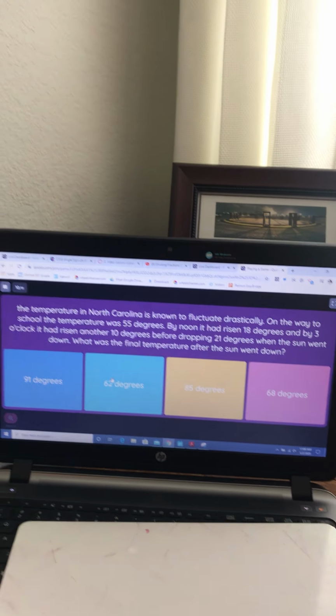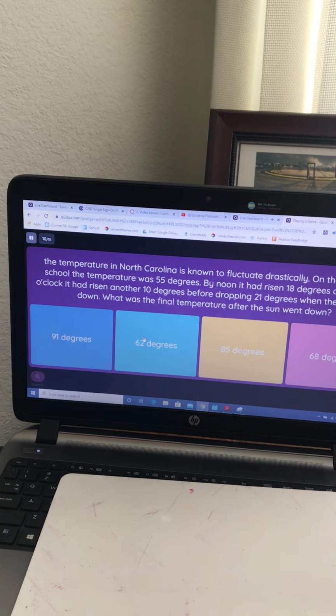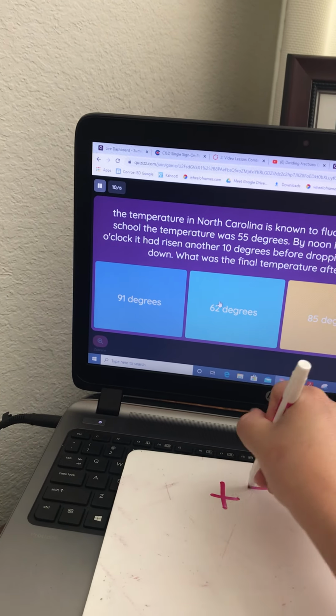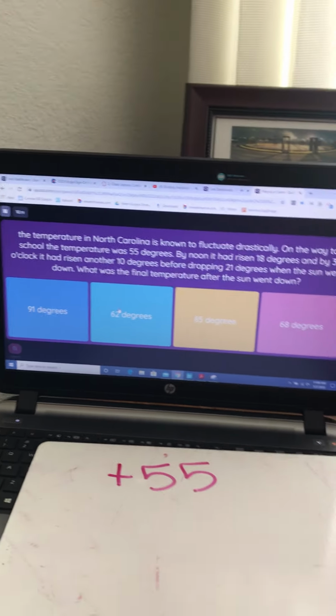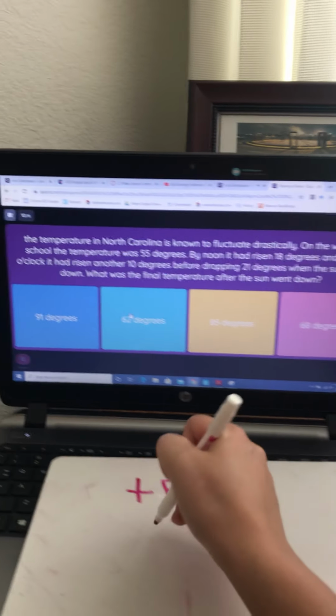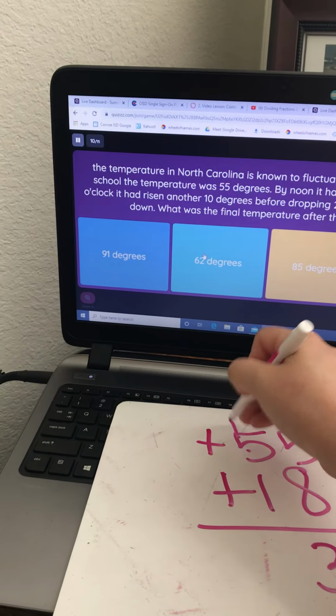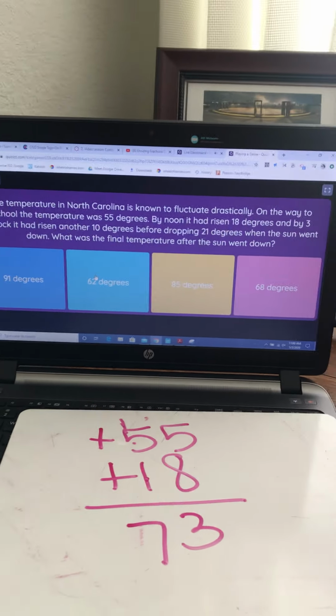The temperature in North Carolina is known to fluctuate drastically. On the way to school, the temperature was 55 degrees, so that's a positive 55. By noon, it had risen 18 degrees. So we're going to add 18 to that. Eight and five is 13, carry my 1, 5, 6, 7. Now it's at 73 degrees.